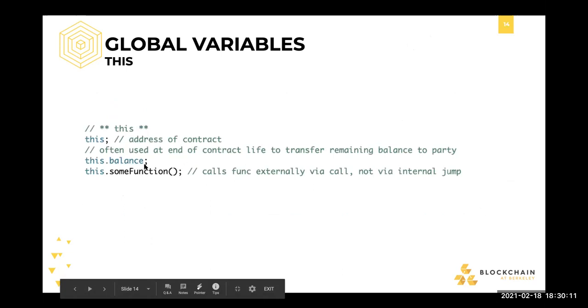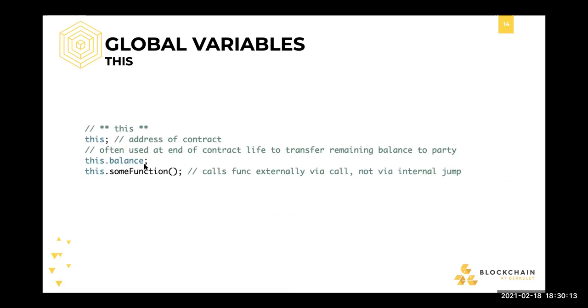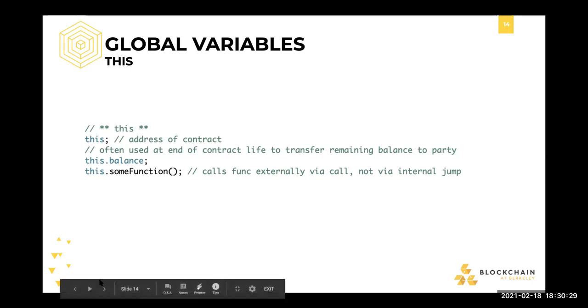And if you guys have used Java, this refers to itself. So this is the contract. And you do this.balance and this.sum function, which calls the function externally and not via internal jump.